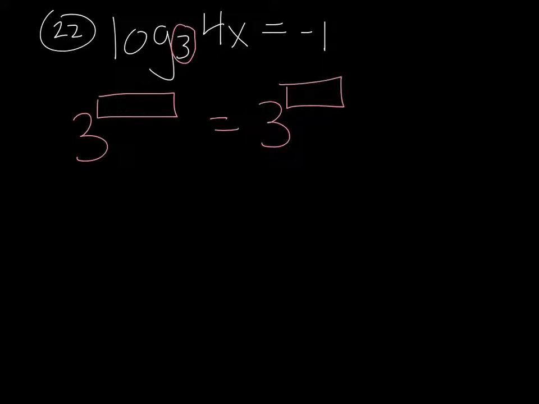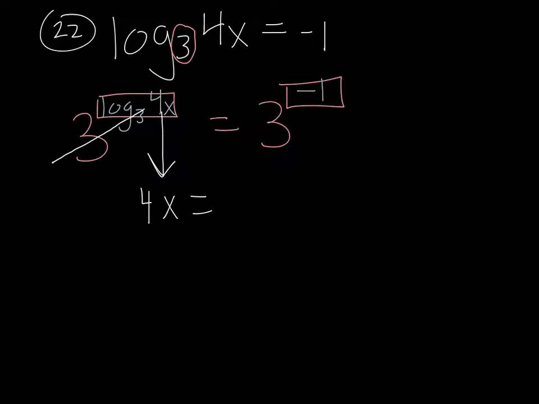Your equation goes inside the exponent. So this becomes log base 3 of 4x. This becomes 3 raised to the negative 1 power. Now again, my exponential and log bases cancel each other out. So I just have 4x.